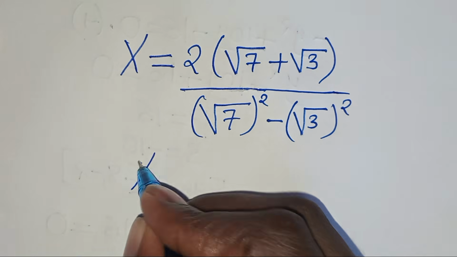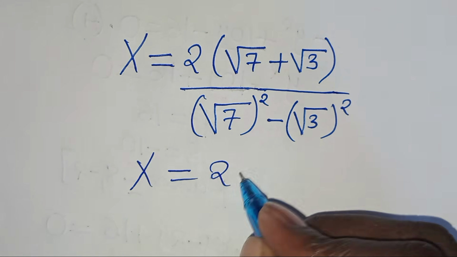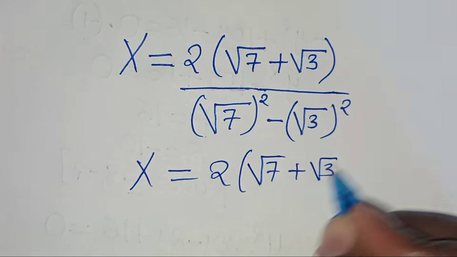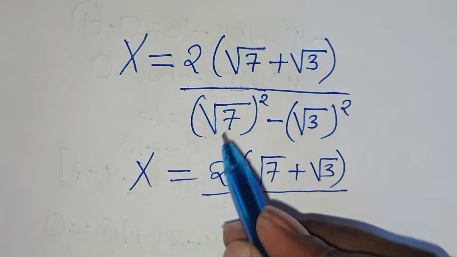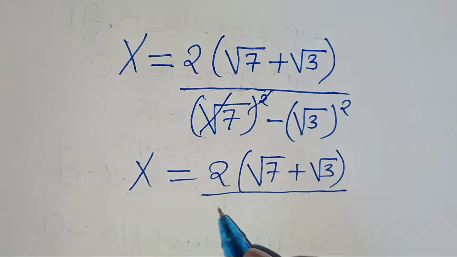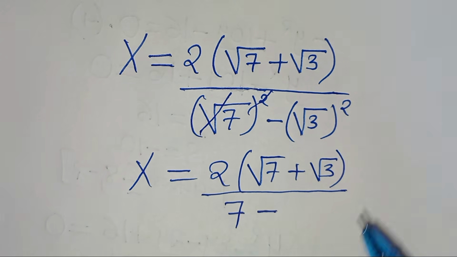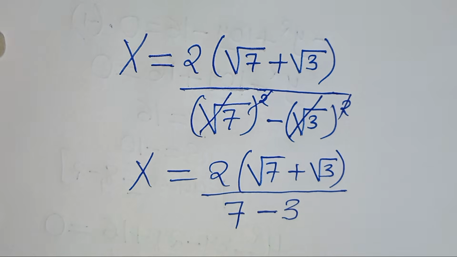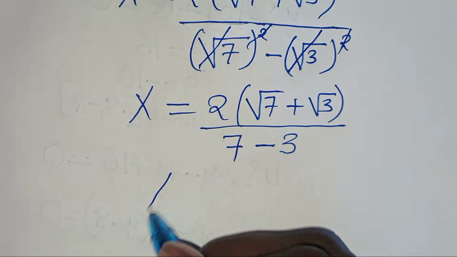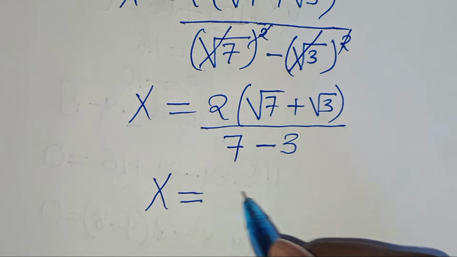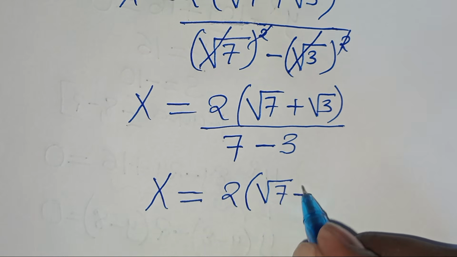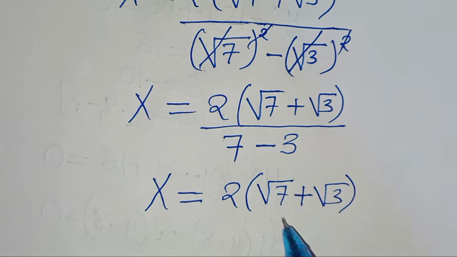Now this implies that x is equal to 2 multiplied by square root of 7 plus square root of 3 divided by, let's eliminate the square root sign here. So we have 7 minus, again here we eliminate the square root sign, minus 3. So this means that x is equal to 2 root 7 plus root 3 divided by 7 minus 3, which is 4.